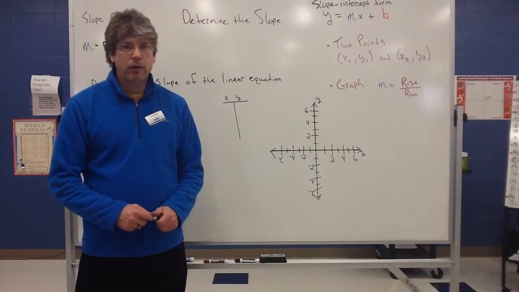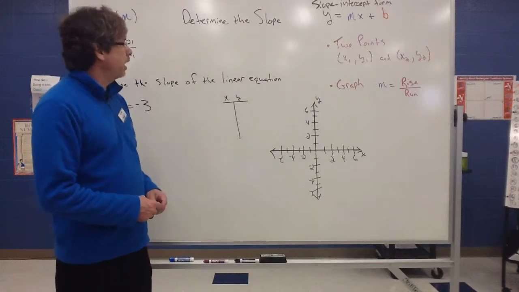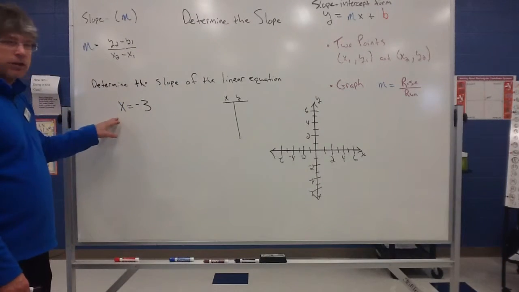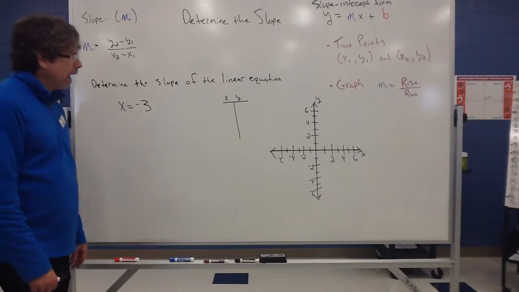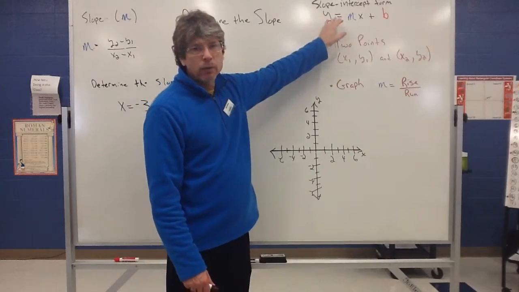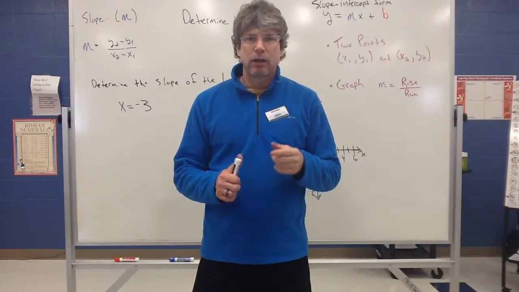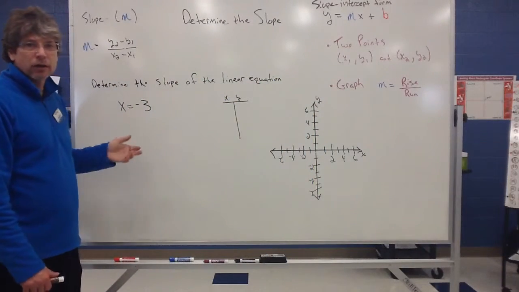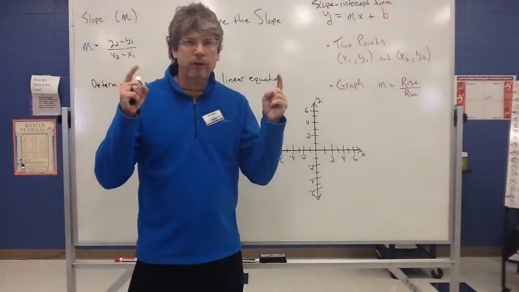So welcome back. We're going to continue determining the slope of a line. This next equation I have is x equals -3. As we said, slope-intercept form is y equals mx plus b. So something's fishy here. We're missing the y, so I can't even solve for y. That should be setting up some little red flags.